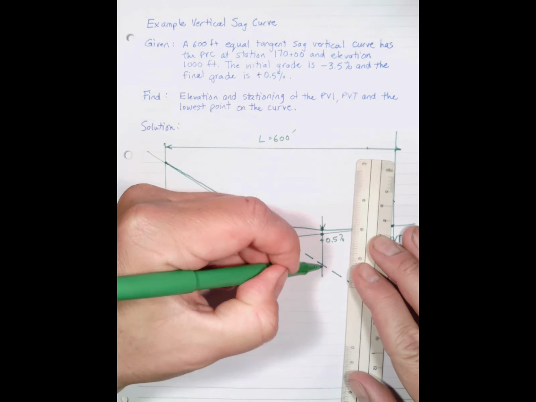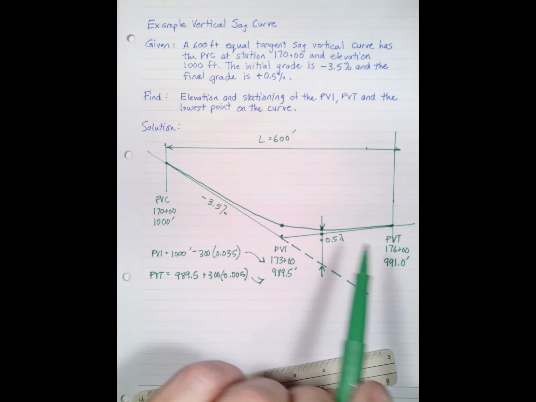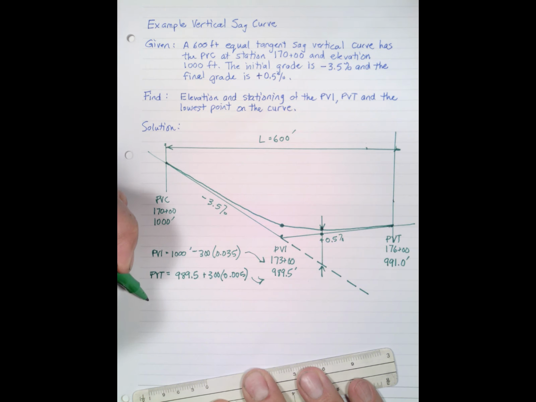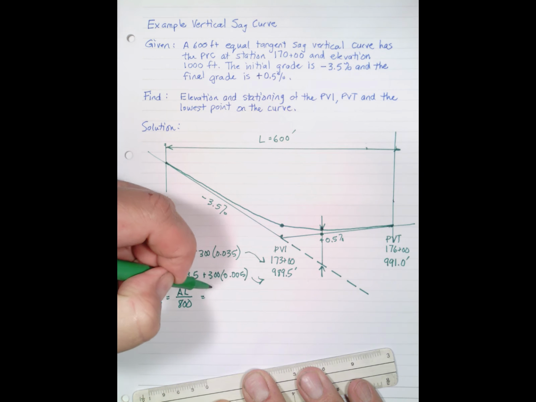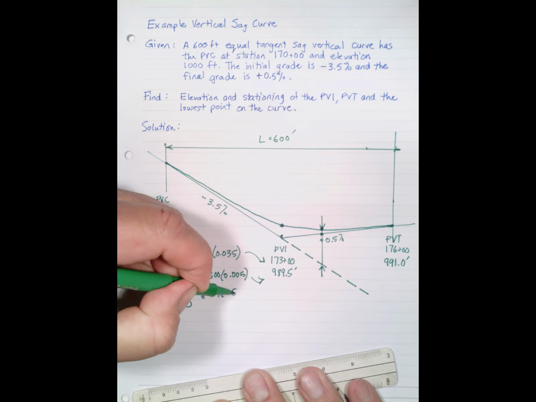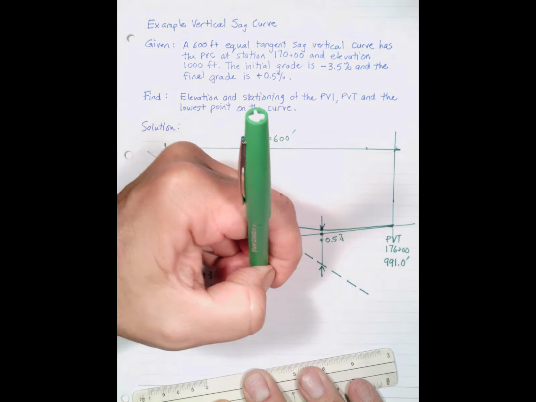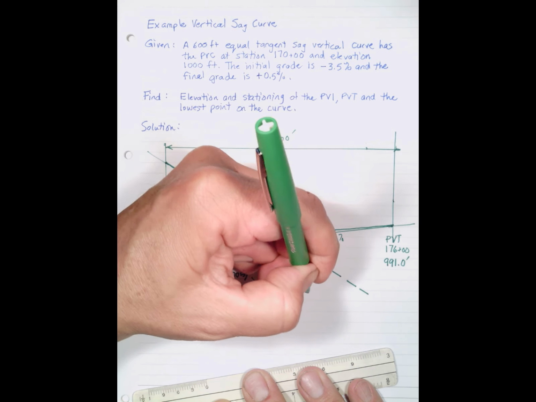Offset is this distance. I have the convention that I usually like to work from left to right. When you're calculating offset, you can work either way, but for me, I just stay consistent and do it from left to right. So first of all, let's find the offset at the midpoint. Our equation for that is AL over 800. Remember that A is the absolute value of G2 minus G1, times L over 800. So this is the absolute value of plus 0.5 minus a negative 3.5.